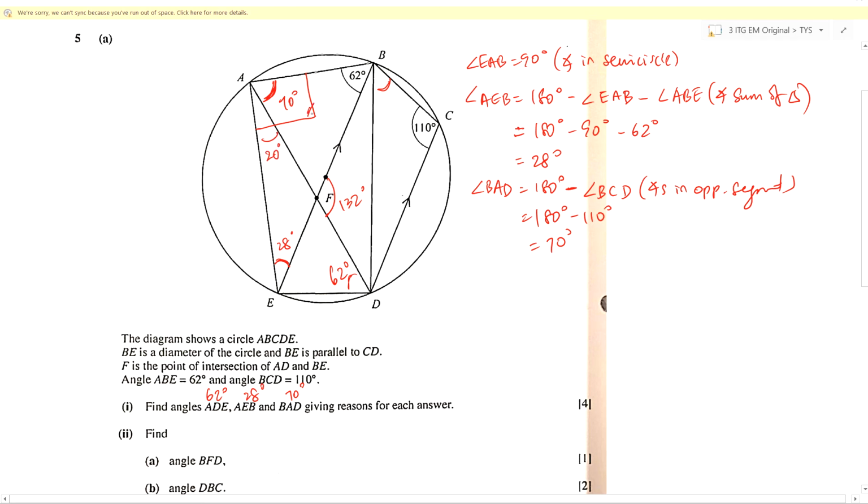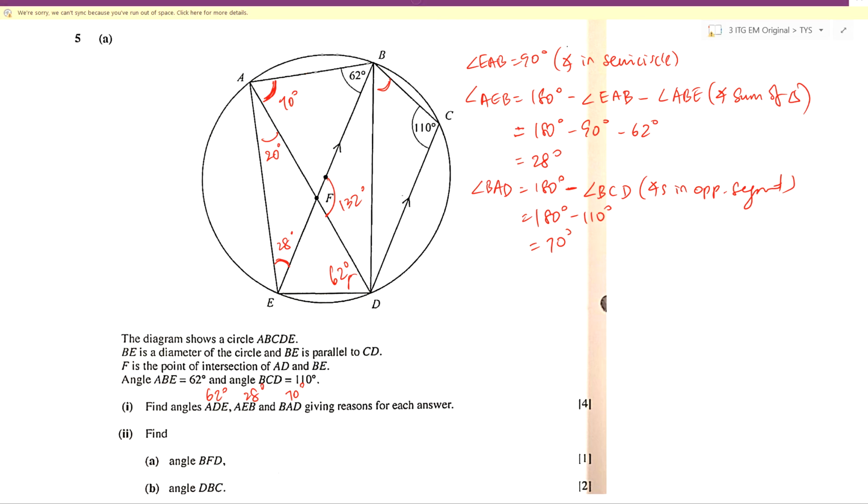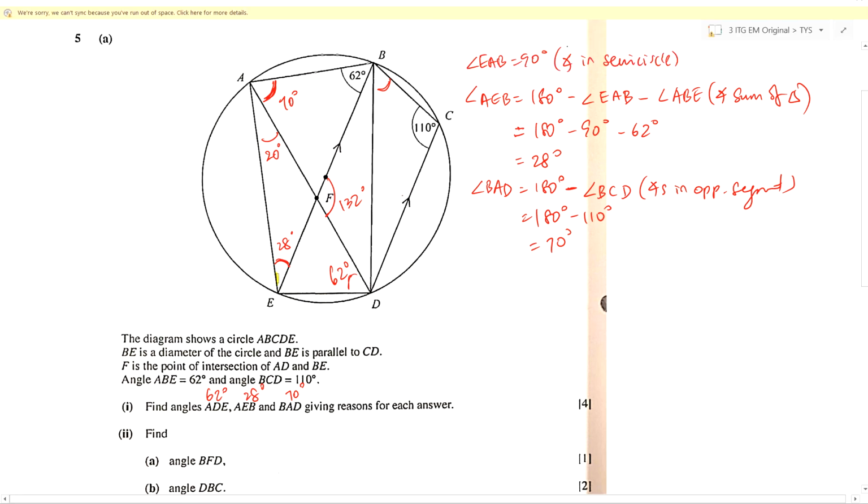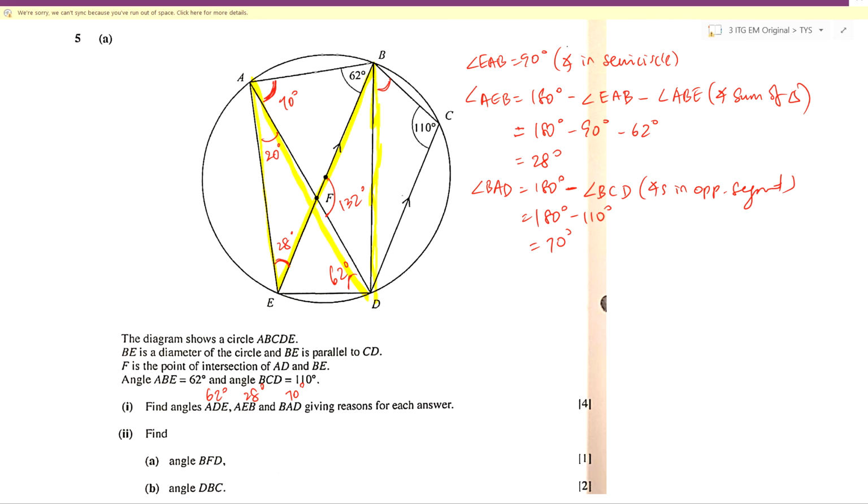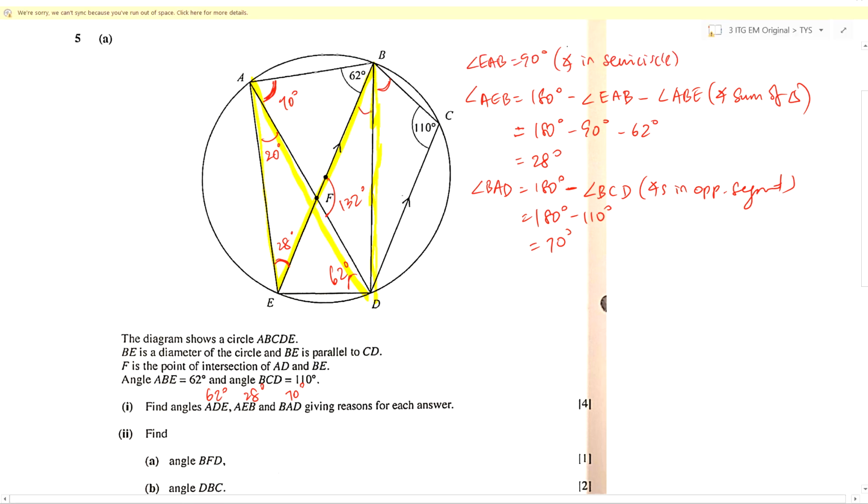If this is 20, then we identify another butterfly shape. I'll highlight it out for you. Here we have angles in the same segment again, another 20 degrees here. With this 20 degrees and making use of parallel lines over here, I know that the interior angles have to be 180 degrees. Interior angles, parallel lines. State that as the reason, which means that this angle has to be 70.